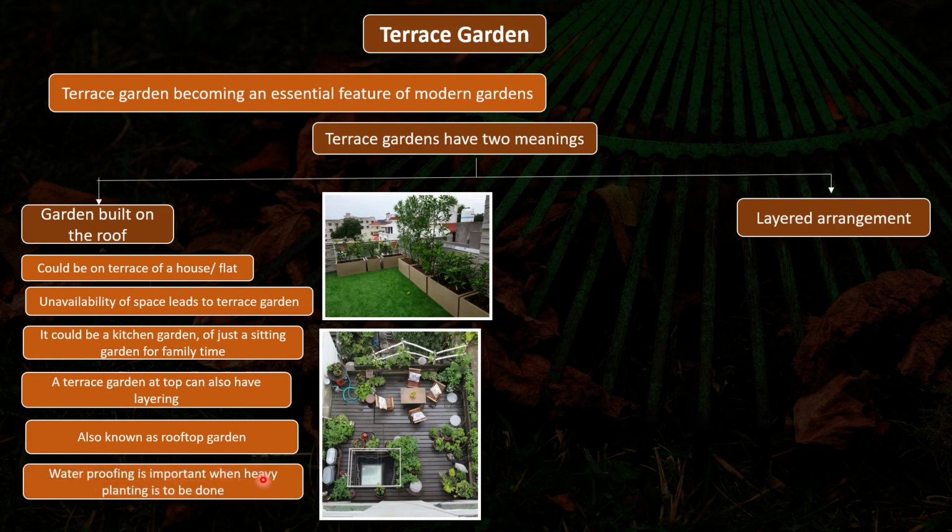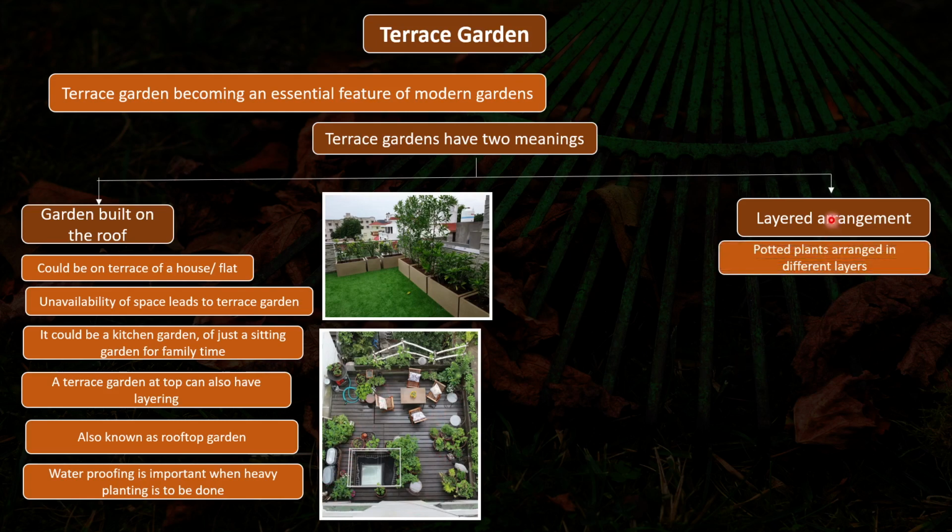Now waterproofing is important when heavy planting is to be done. This is a very important thing: when you make a garden on a terrace, it is very important that you do waterproofing at the base, because we use water for the plants, right? So your plants require water, you add water every day, and that water might seep into your house from the roof. That is not a good thing, because over a period of time your house will become weak and it may collapse, right? So it is very important that you have waterproofing at the base of your roof.